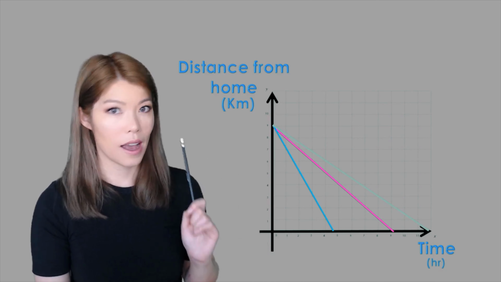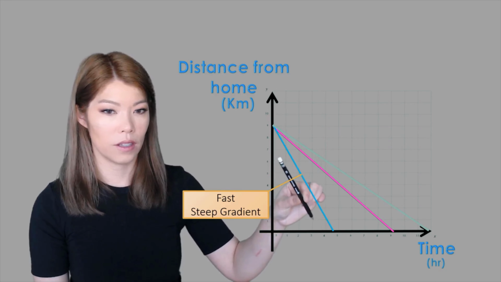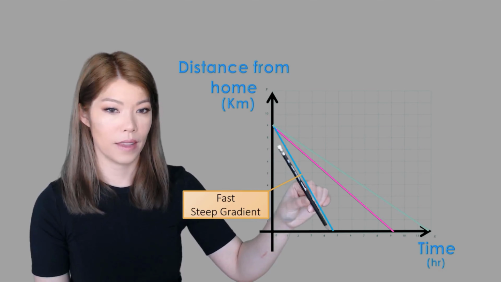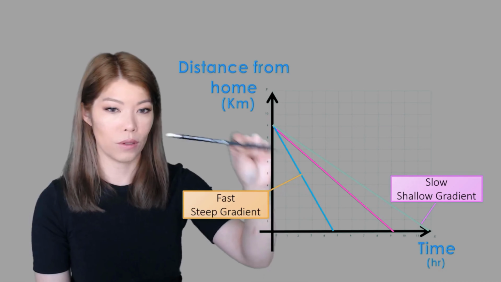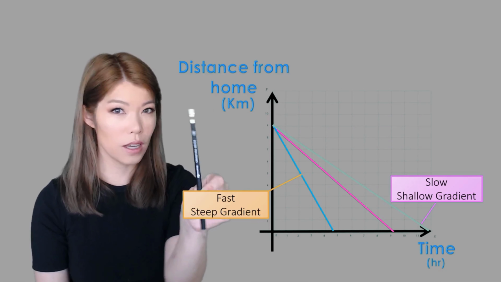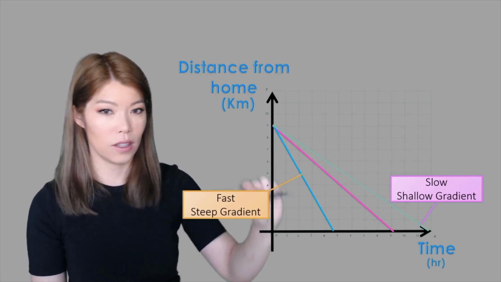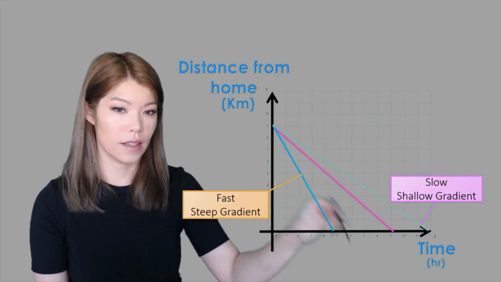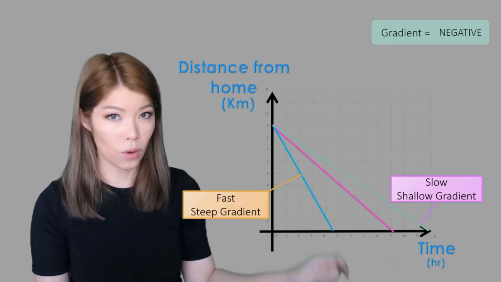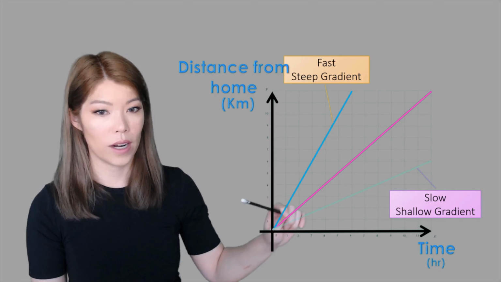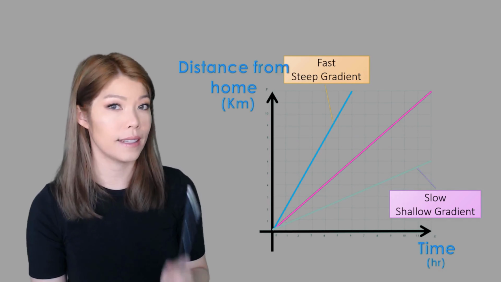So let's check our gradients or the way they look. Here we have the fastest. See, it's almost standing up. And then the slowest. So the trick is use your pencil. If it's really close to standing up, then it's fast. If it's really close to lying down, then it's slow. And if it has a going down gradient or a negative gradient, then it's going towards its starting position. Whereas if the line is going up, it's going away from the starting position if we're looking at a distance time graph.